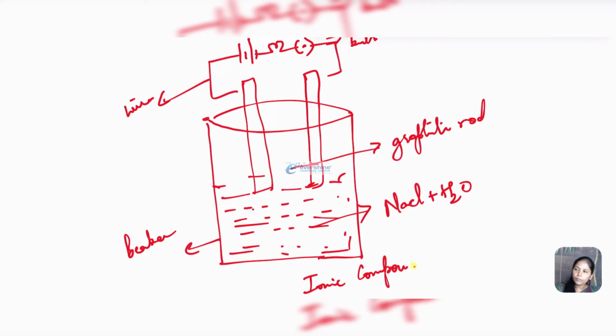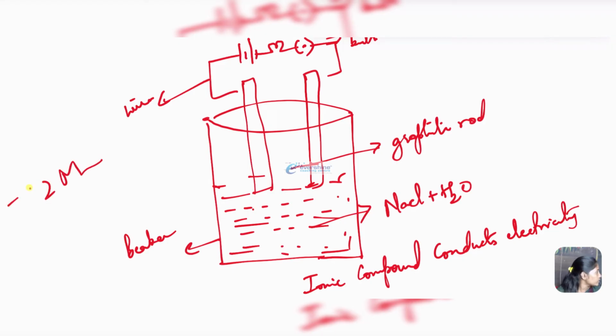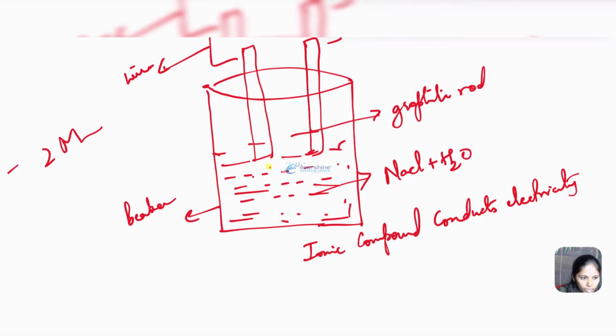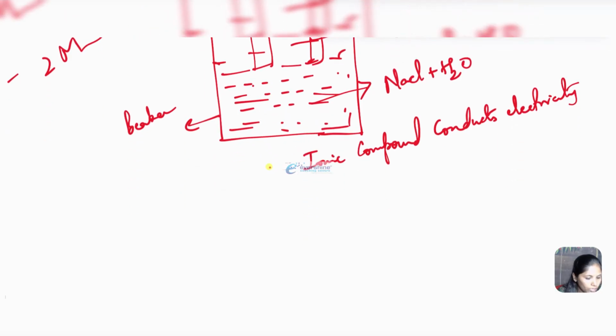Ionic compound conducts electricity. This is also an important topic for 2 marks. So graphite rods, battery, bulb, switch, beaker and salt solution. So these are all the properties of ionic compound, and the ionic compound conducts electricity diagram. 4 marks for properties, 2 marks for this diagram. Very, very important. And a why question also they'll ask.